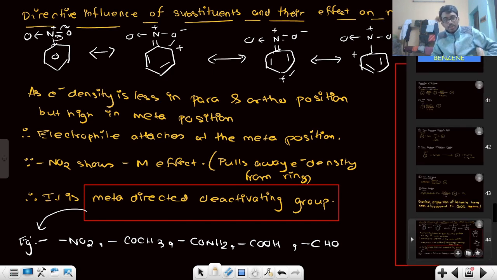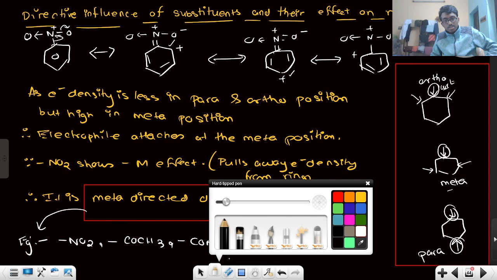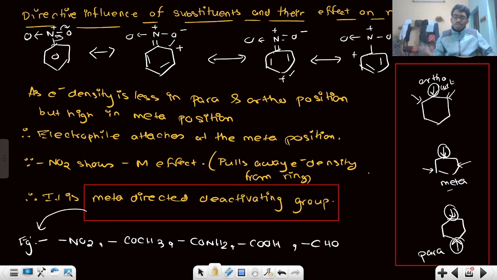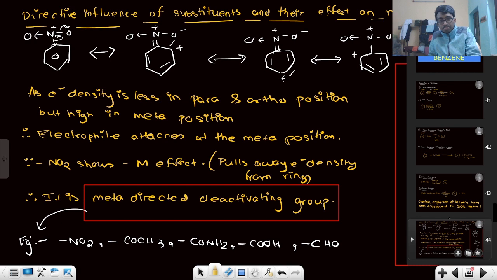Okay. Next we will be seeing the other case. What is the other case? The other case is with the activating group. There can be activating groups as well, that we will see. But there is no such group which will be meta directed but activating, not possible. Meta directed activating group, not possible. But ortho para directed activating group, possible. Okay, let's come.